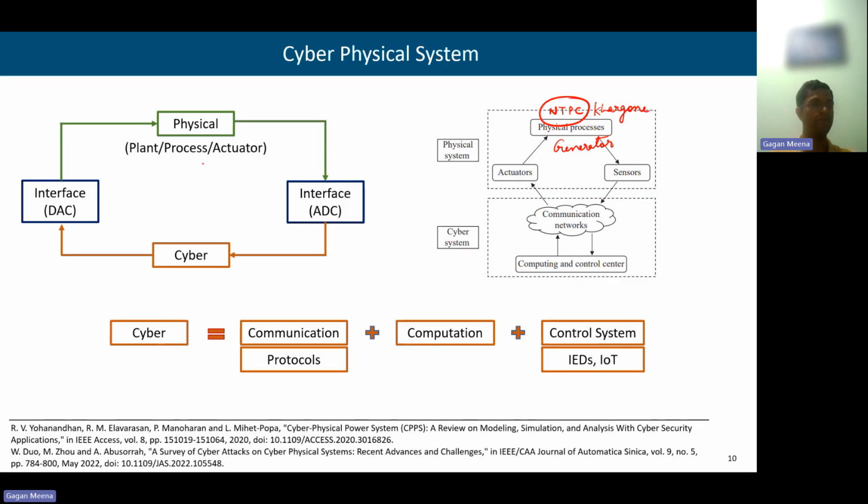So here the physical systems are all analog systems. It can be a plant, it can be a process, it can be actuated as well. This is the physical part and this is the cyber part. In the physical part, we have processes, plant, actuators, etc. In the cyber part, we have communication, computation, and control. The IEDs, IoTs are the communication, computation, and control aspect.